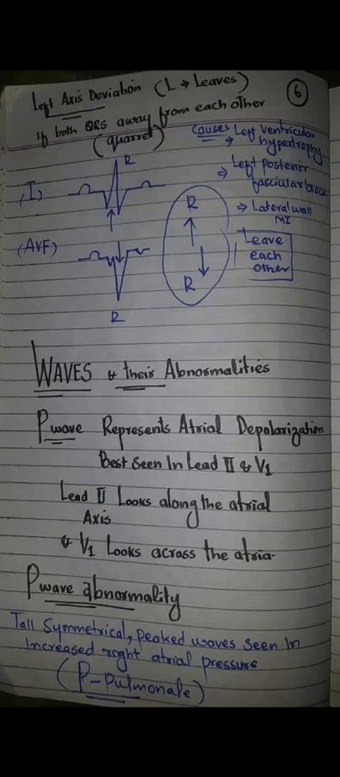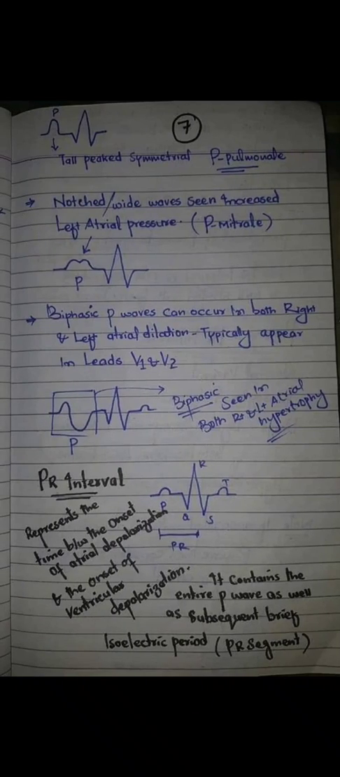Waves. The normal P wave represents atrial depolarization, best seen in lead 1 and 2. Lead 2 looks along the atrial axis, V1 looks across the atria. Abnormal P wave: a tall peaked P wave is seen in increased right atrial pressure, P pulmonale. If it's a notched wide wave, it is seen in increased left atrial pressure, P mitrale. A biphasic P wave can occur in both right and left atrial dilatation, typically appearing in lead 1 and 2 as seen in this case.